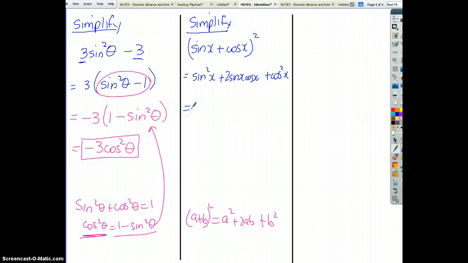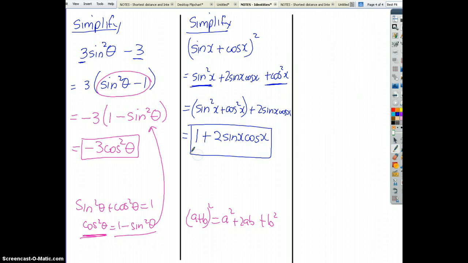Okay, now you might start seeing some things here. We can put those together. So we've got sine squared x plus cos squared x plus 2 sine x cos x, and we know that is an identity of 1. So we can write 1 plus 2 sine x cos x. So there's another way of writing that binomial squared. Okay, and we'll do one more before you guys are going to have a go at some.